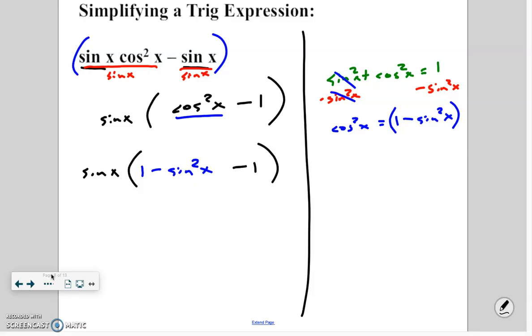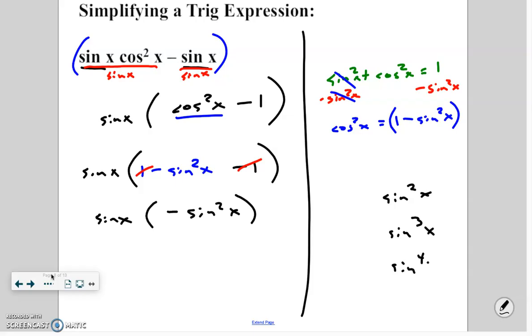Do we see how we just utilized that identity for the first time? Now what's going to happen inside of those parentheses? 1 minus 1, that's good, cancel out. So we're left with sine x on the outside, negative sine squared x on the inside. Now, this is the way that we've written negative sine squared x. If you had sine cubed x, you'd write it this way, or sine to the fourth x this way.